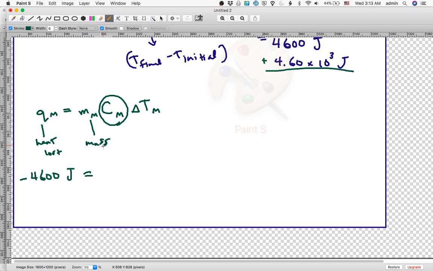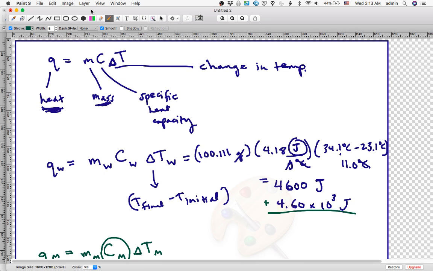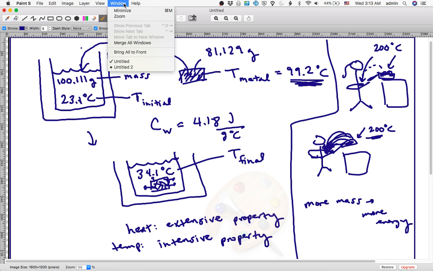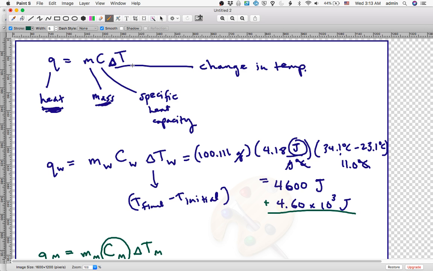Now, what is the mass of the metal? I don't think I weighed the metal yet, so I'm going to go dry off that metal completely, and then I'm going to weigh it. And let's say the mass is maybe 81.129 grams, right? That's the mass of the metal. So I will plug that in here.